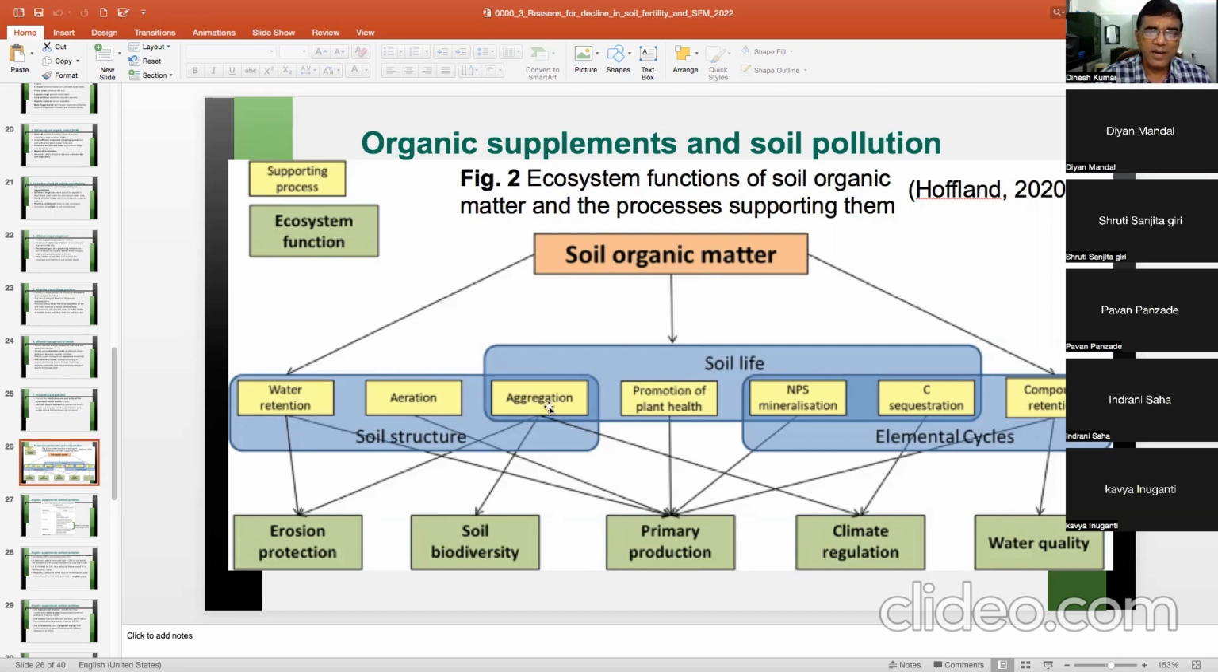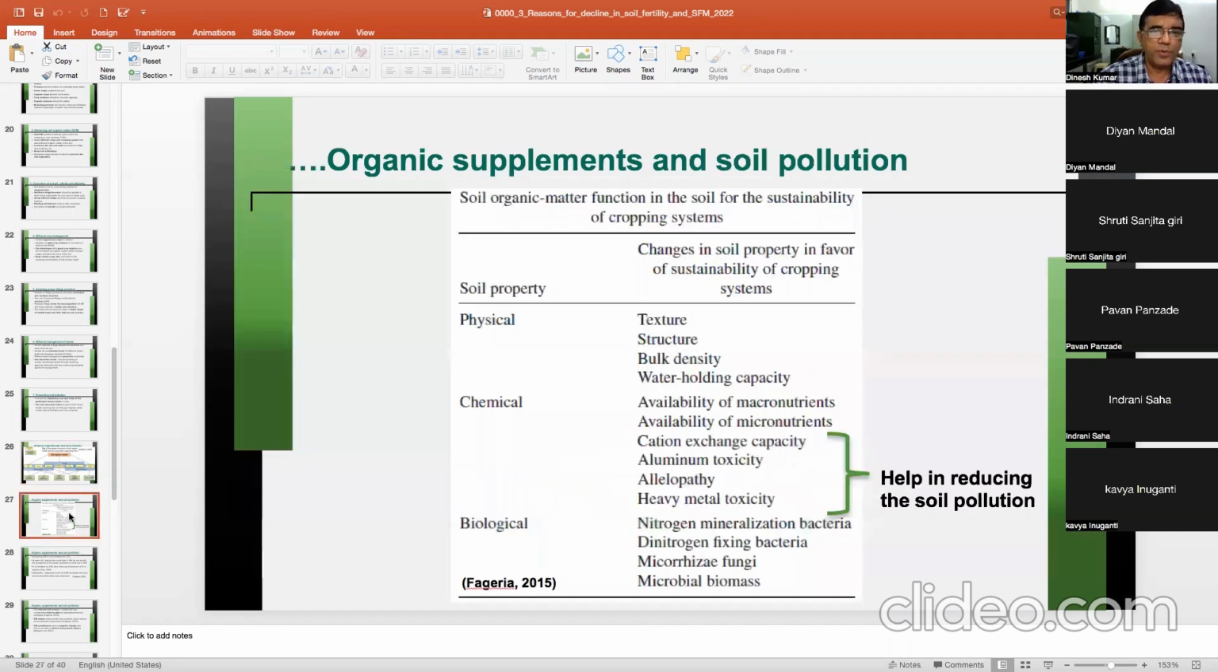For example, water retention and aggregation, they are protecting the soil. Likewise, lastly, you see the effect of these yellows on greens. Ultimately, you will get erosion protection from organic matter. Soil biodiversity will be improved. Primary production will be improved. Climate regulation will be improved, and water quality will be improved. So overall, these organic supplements will have a good effect on soil health, and addition of organic matter will reduce soil pollution. In the next slides, you will see how organic matter will reduce soil pollution.